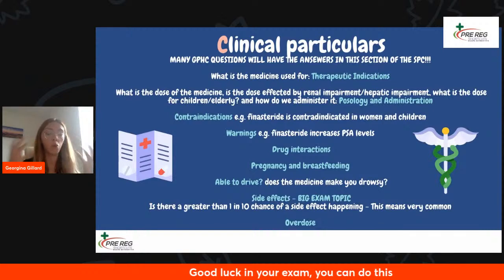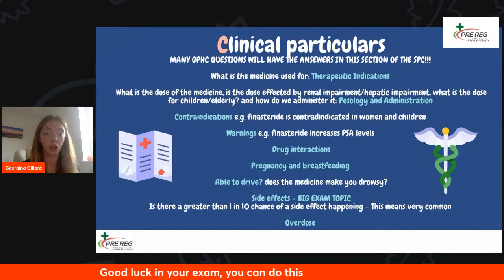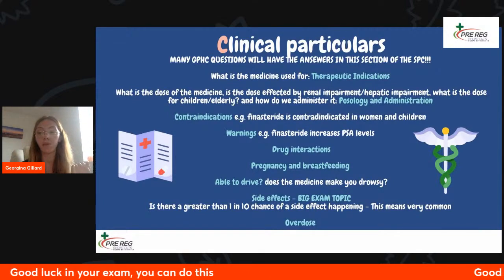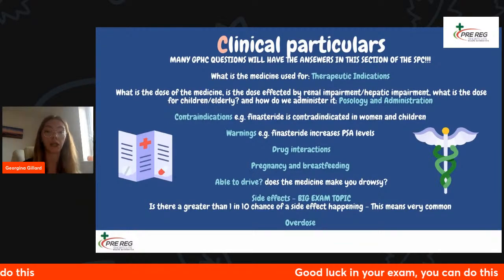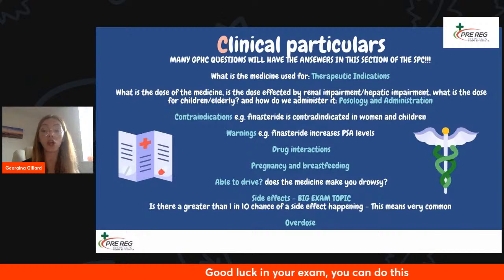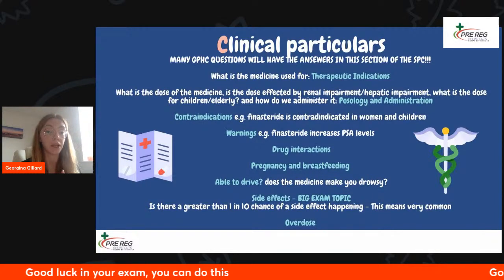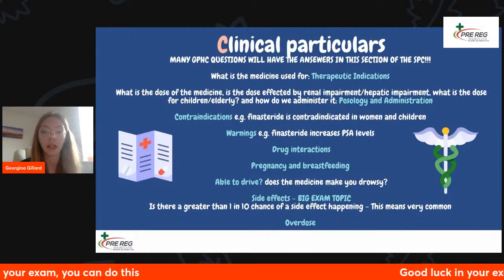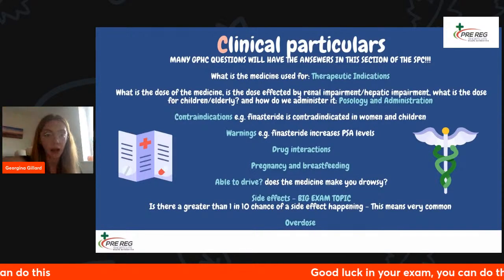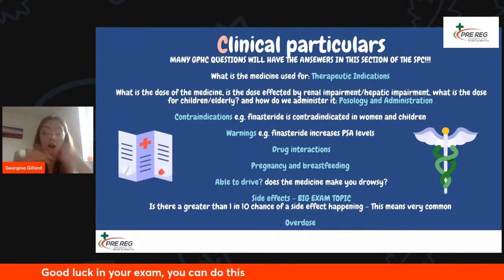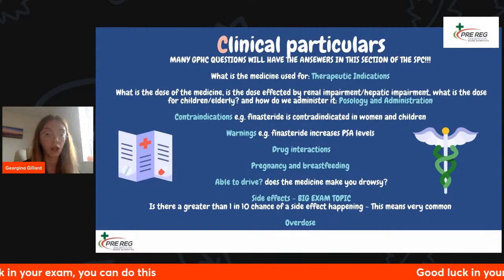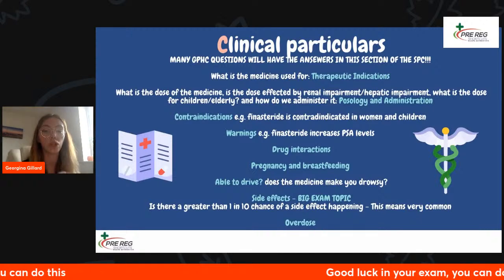So what's in the clinical particulars? What's the medicine used for? Your therapeutic indications, posology and administration. So basically, what's the dose of the medication? Is the dose going to be affected by hepatic and renal impairment? If there are dose changes because of hepatic and renal impairment, it is going to be in this section. Don't waste your time scrolling up and down. Is the dose going to change if it's a child or an elderly patient, and how do we administer that medication? It's also going to talk about contraindications.